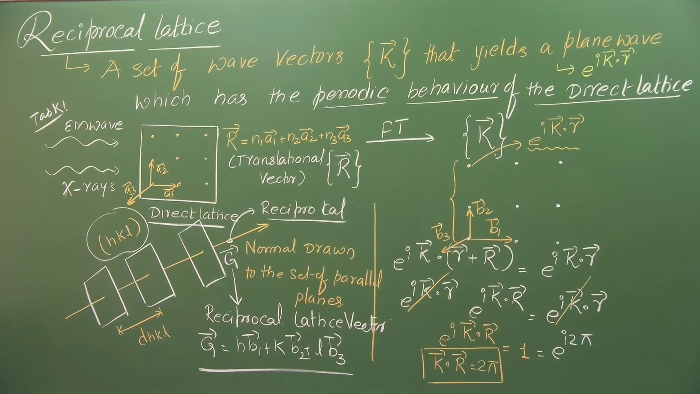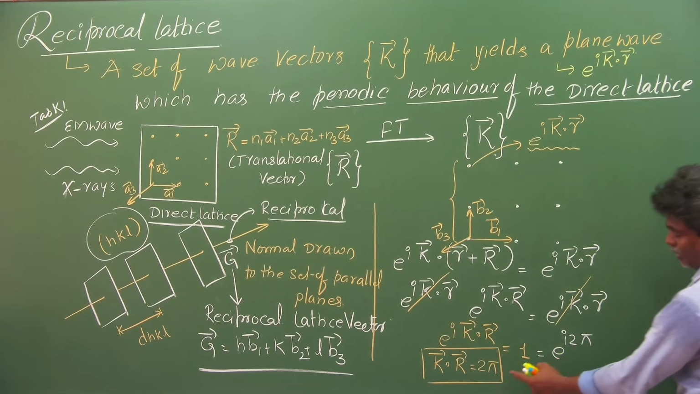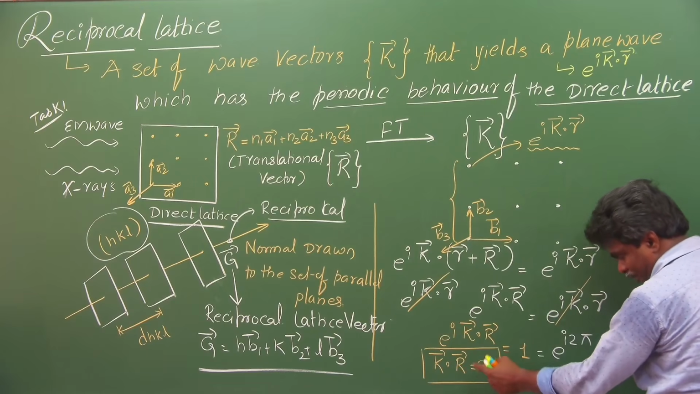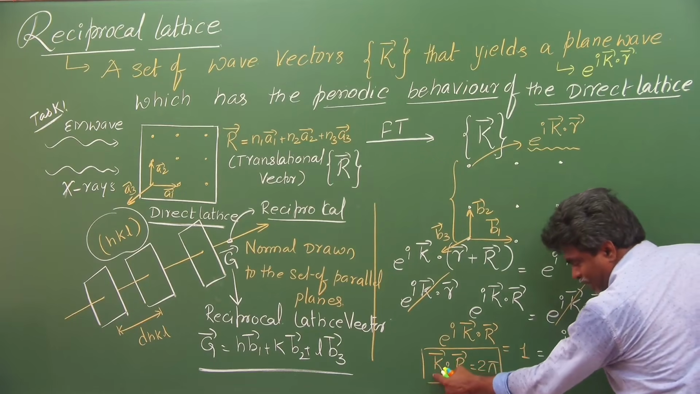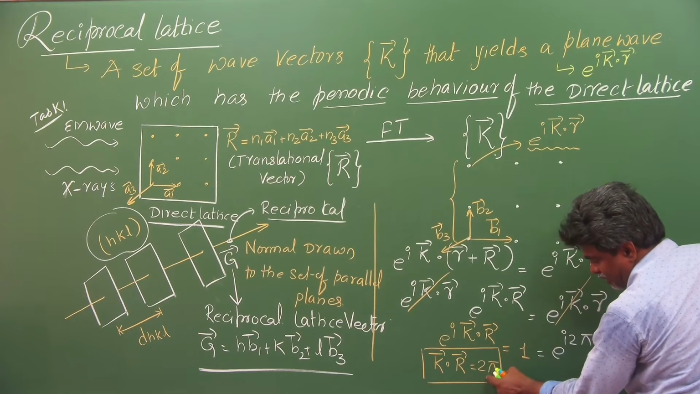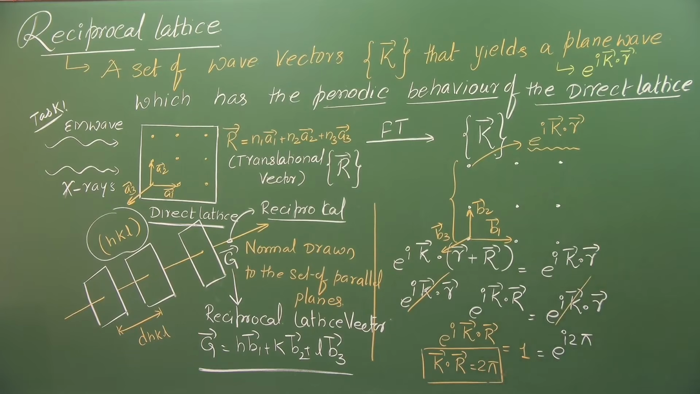So the reciprocal lattice, what we understand by the definition, is a set of wave vectors that yields a plane wave which has the periodic behavior of the direct lattice. That periodic behavior gives k bar dot r bar equal to 2 pi. This is the condition. So every k bar and its corresponding r bar should satisfy this condition. That's the meaning of that.